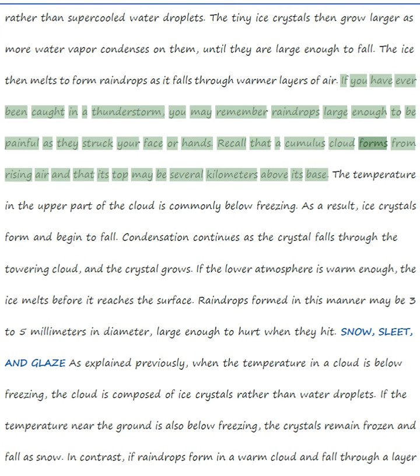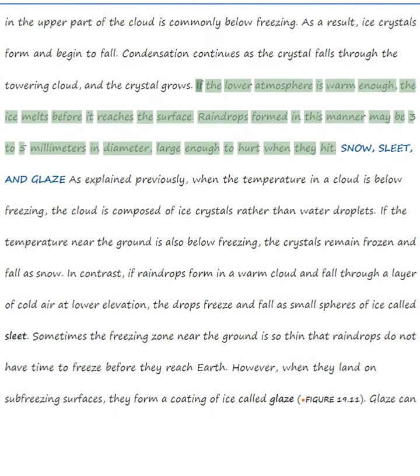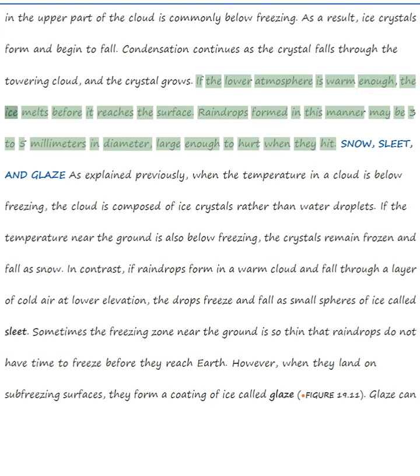Recall that a cumulus cloud forms from rising air and that its top may be several kilometers above its base. The temperature in the upper part of the cloud is commonly below freezing. As a result, ice crystals form and begin to fall. Condensation continues as the crystal falls through the towering cloud, and the crystal grows. If the lower atmosphere is warm enough, the ice melts before it reaches the surface. Raindrops formed in this manner may be 3 to 5 millimeters in diameter, large enough to hurt when they hit.